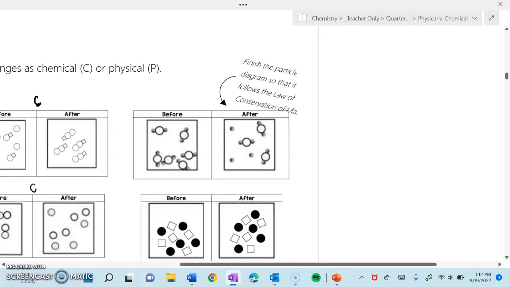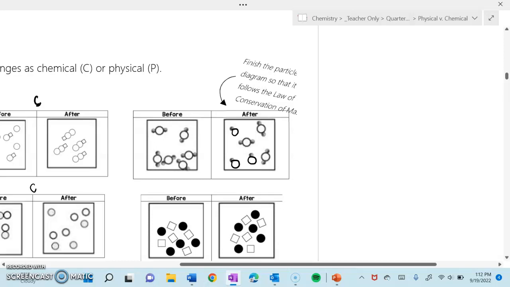Top. This is the one that does not follow the law of conservation of mass, and it has a note here. Finish the particle diagram so that it follows the law of conservation of mass. Well, let's look at our mass before and fix our after picture so that all of the reactants equal the mass of all the products. We have 6 large circles in the before. In the after, we have only 3. So let's fix that. Let's add in 3 more big circles. You could really put these anywhere you want as long as they're accounted for in the after picture.